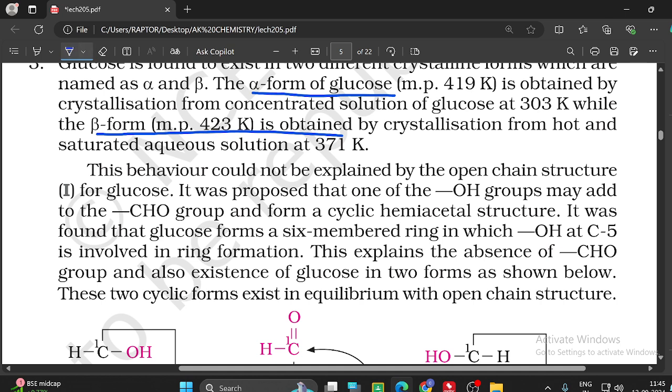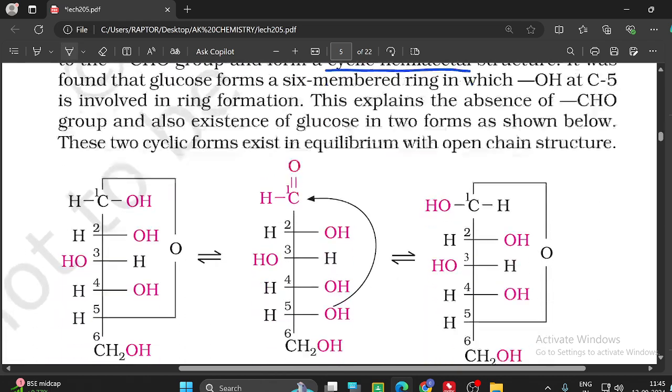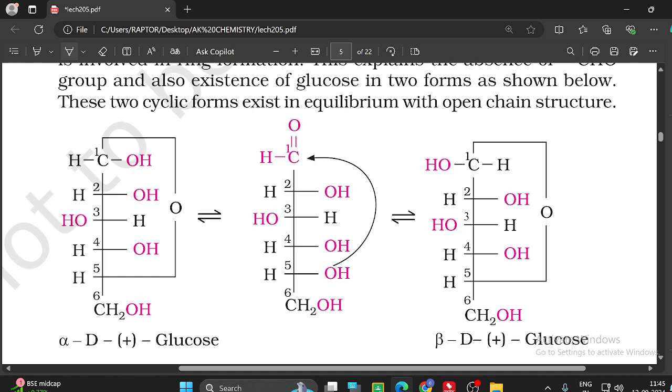It is forming a hemiacetal compound. When it undergoes nucleophilic addition reactions, it forms a hemiacetal. Okay. Now see the cyclic structure. Now see the cyclic structure of glucose.